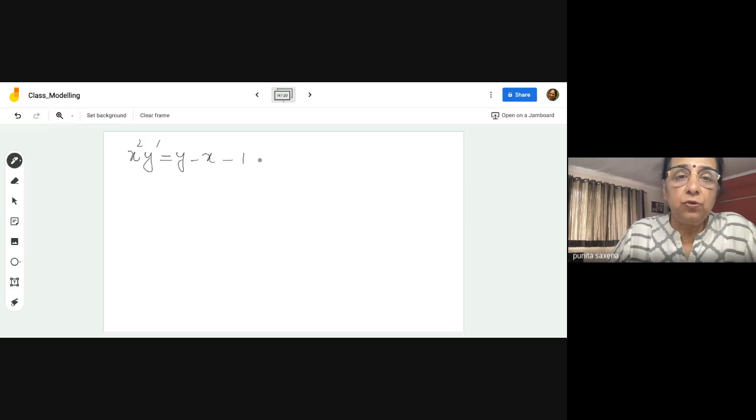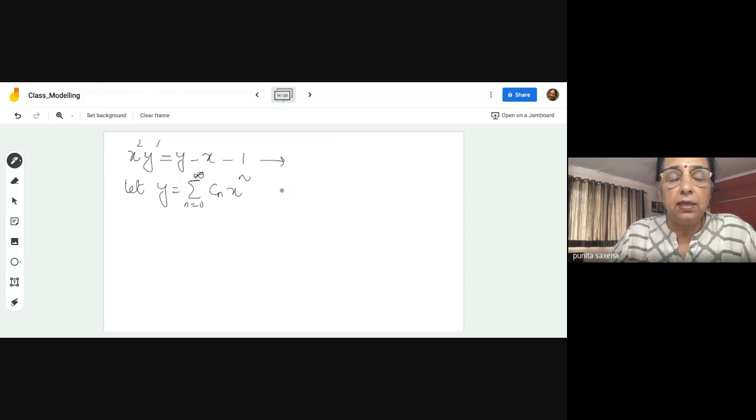To find the solution for this equation, let's start with that. Let y equal to summation Cn x^n, from 0 to infinity, be a solution, which is nothing but C0 plus C1x plus C2x square. In the beginning, if you have problems, you can just expand the terms and then work on it.